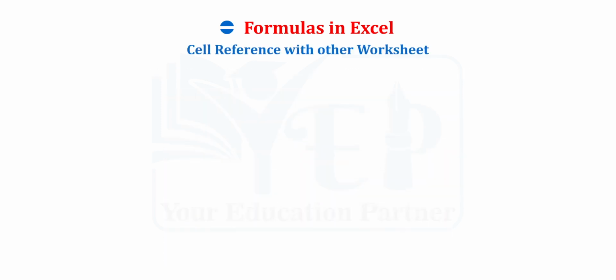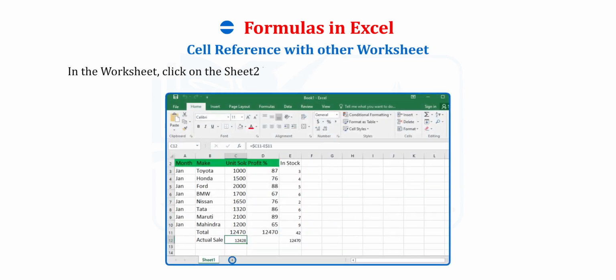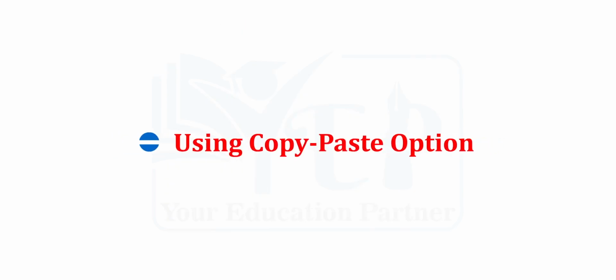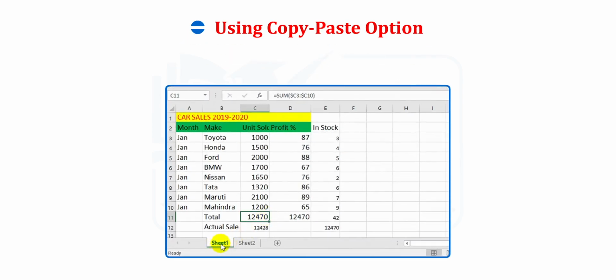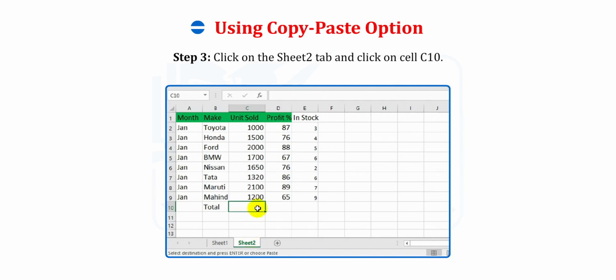Cell reference with worksheet. In the worksheet, click on the Sheet 2 button and a new sheet will be added to the workbook. Students, let us see how to use the copy-paste option. Step 1. Click on the Sheet 1 tab. Now click on the cell C11 where the sum function is used. Step 2. Copy the formula using Ctrl+C. Step 3. Click on the Sheet 2 tab and click on cell C10. Step 4. Paste the formula using Ctrl+V.